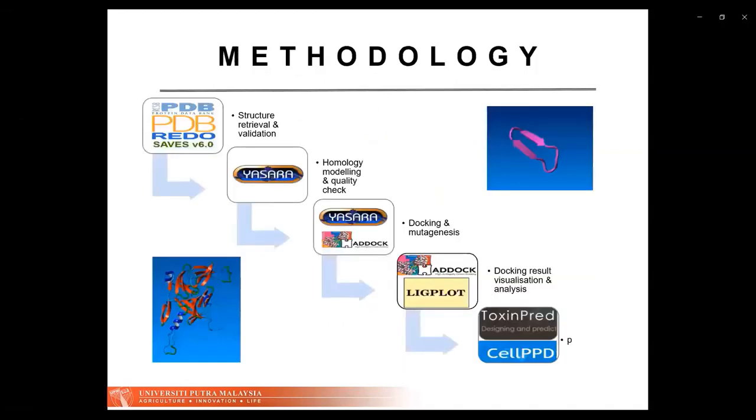As shown in the computational methodology, the design began with the use of PDB, PDB-REDO, and also SIGMA version 6.0 for structure retrieval and validation. The build-loop command of ICM was then used to model the missing residues of the crystal structures, followed by minimization and quality check, including docking validation. After that, different variants of the peptides were designed.